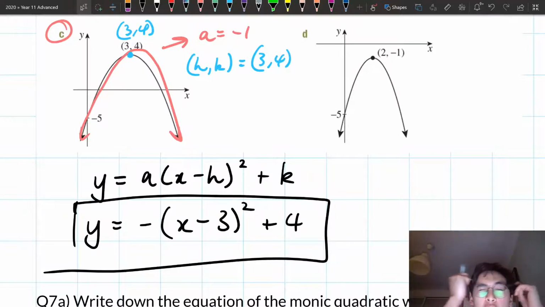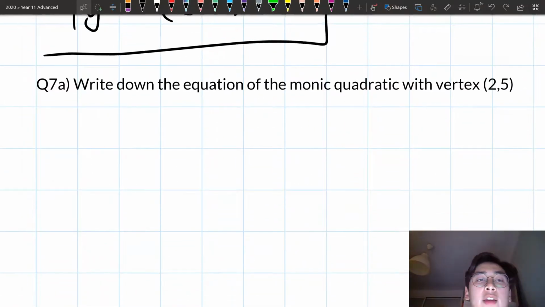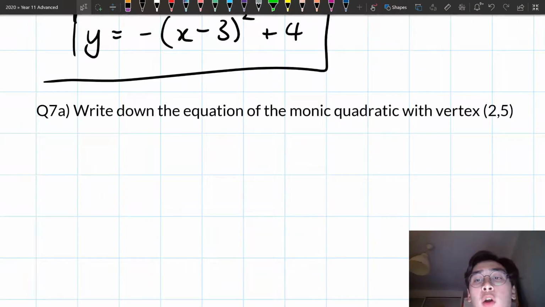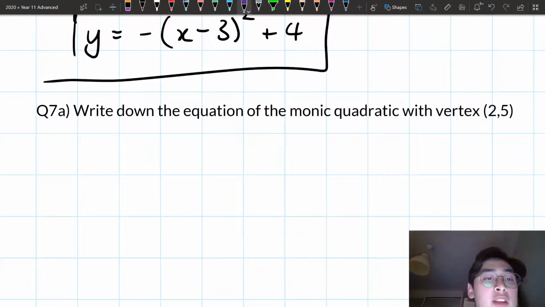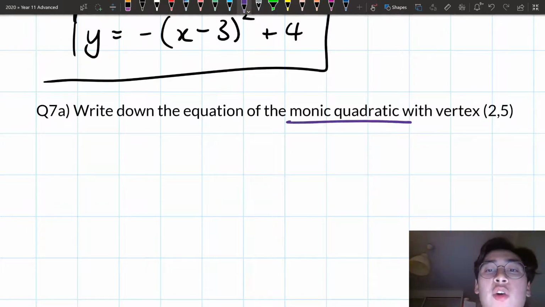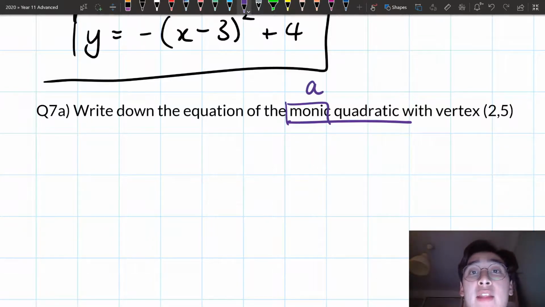It requires you to use your brains, with your thinking caps on, just to make sure that you've got the right things. So let's have a look at this second example, 7a. Write down an equation of a monic quadratic with the vertex (2, 5). Once again, I'm going to break down the important information. Monic, what does that tell me? Monic just means that the coefficient of the leading term, the x squared term because it's a quadratic, is equal to 1.